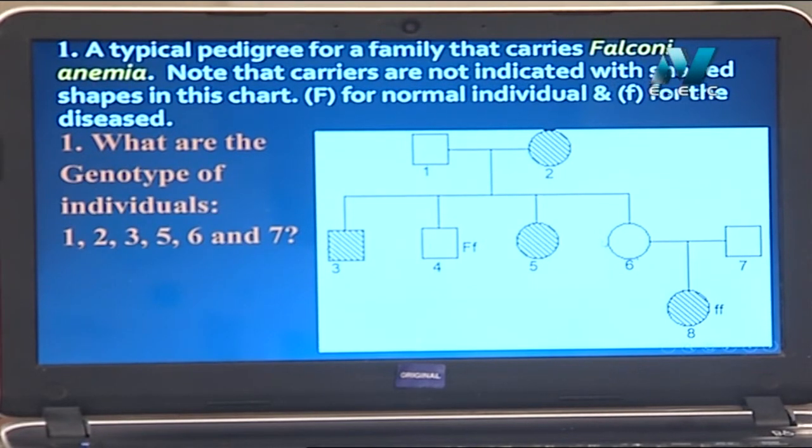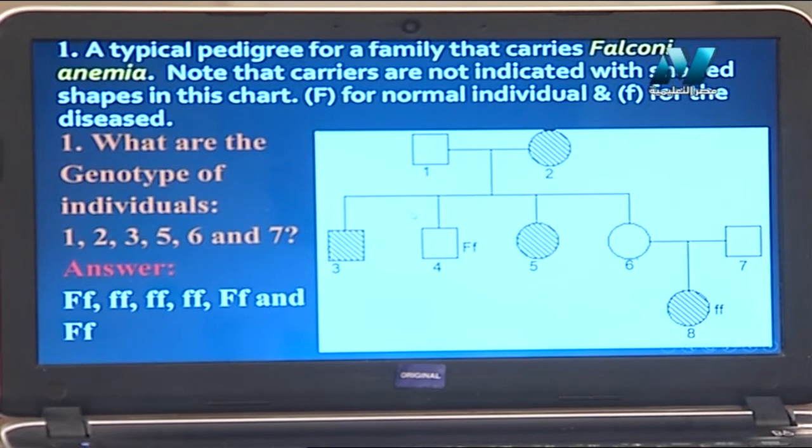Okay, so the answer of this question is: number 1, capital F, small f. Number 2, small f, small f. Number 3, small f, small f. Number 4, capital F, small f. Number 5, diseased, small f, small f. Number 6 and 7, capital F, small f.